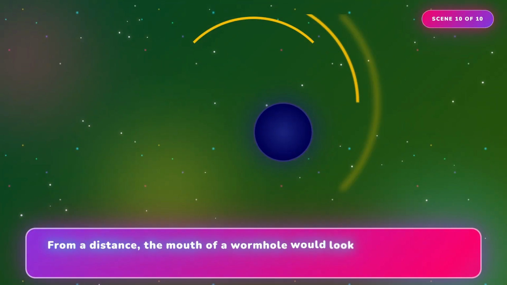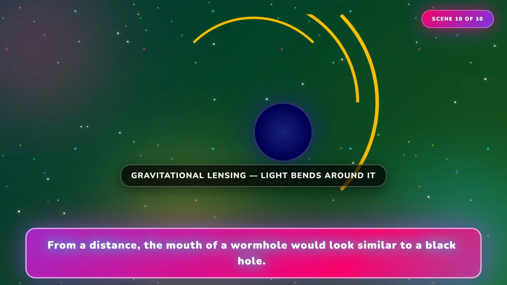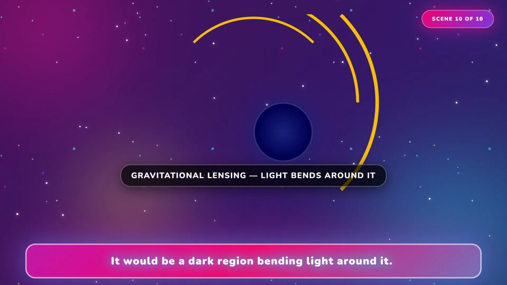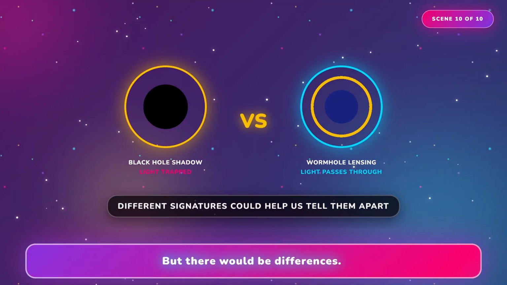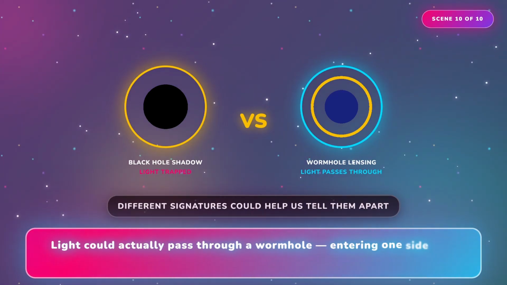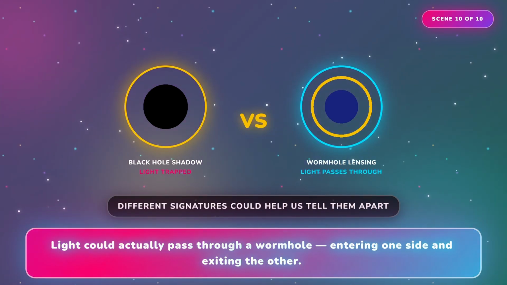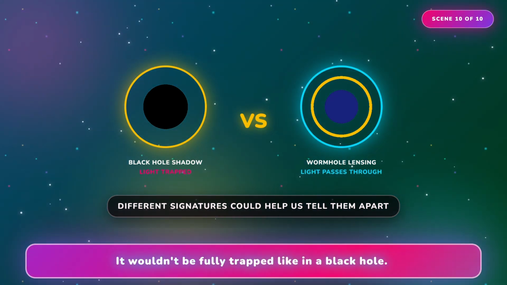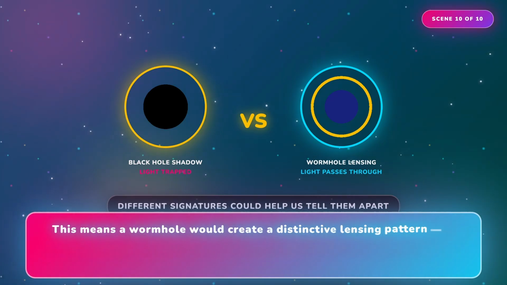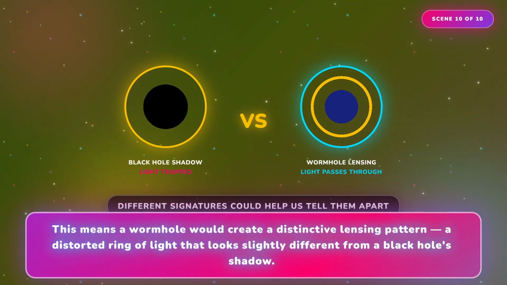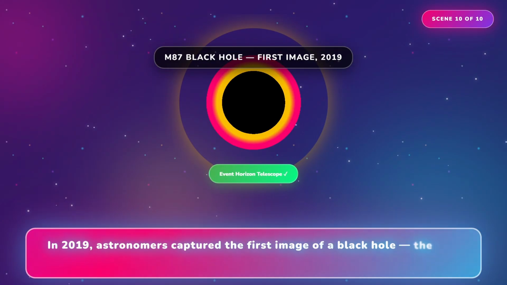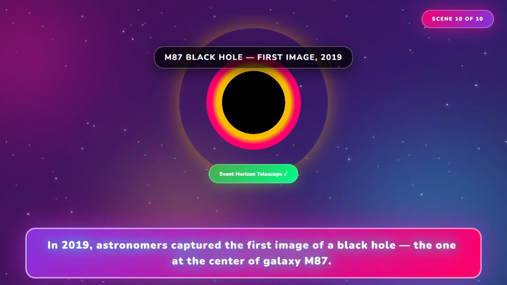From a distance, the mouth of a wormhole would look similar to a black hole. It would be a dark region bending light around it. But there would be differences. Light could actually pass through a wormhole, entering one side and exiting the other. It wouldn't be fully trapped like in a black hole. This means a wormhole would create a distinctive lensing pattern, a distorted ring of light that looks slightly different from a black hole's shadow.